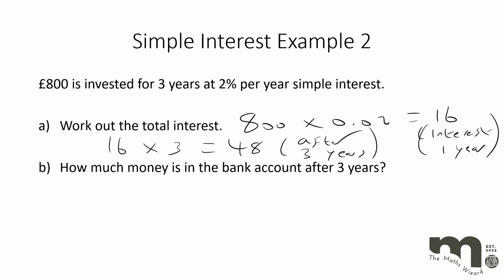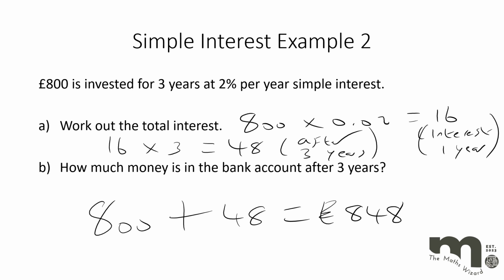And then if we want to know how much is in the bank account, we just have to add it on to the original £800. So we will get £848 for that one.